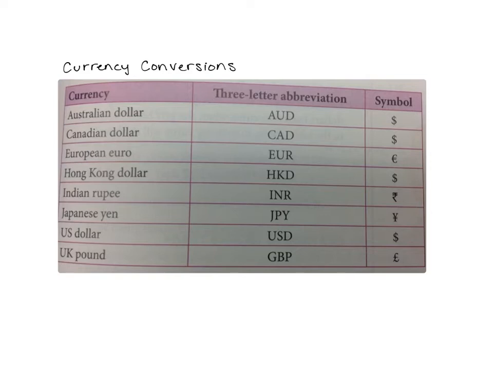Each currency has a 3-letter abbreviation. So ours for the US dollar is USD. And if you see something that says, 1 USD equals, and then they tell you something like 3 GBP, that's your conversion rate. And so on the right, those are some of your symbols that you might see as well.